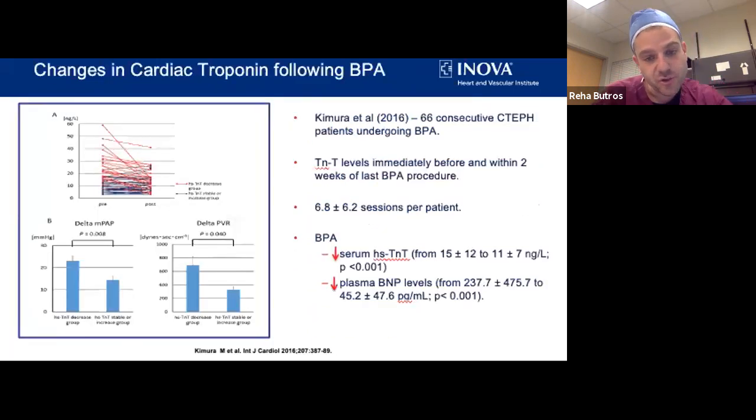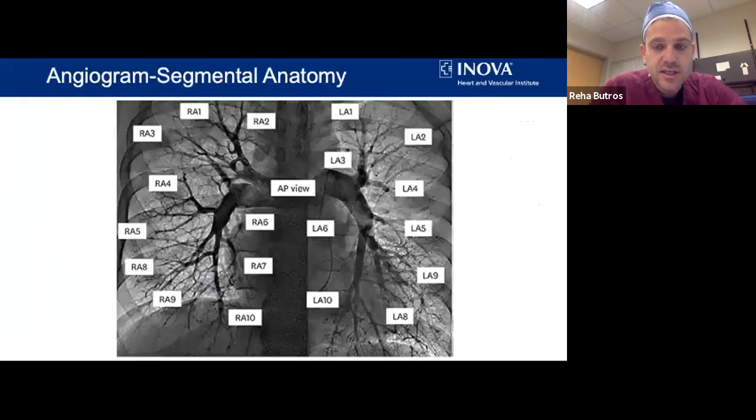This is a study that showed the troponin and BNP levels following BPA to be lower, which are other indicators of right heart strain. This is the pulmonary angiogram. You can see the segmental anatomy. We're dealing with 10 segments on each lung, so that's 20 segments in total. And we try to get into each of the major subsegmental branches. So we're probably selecting close to 50 vessels.